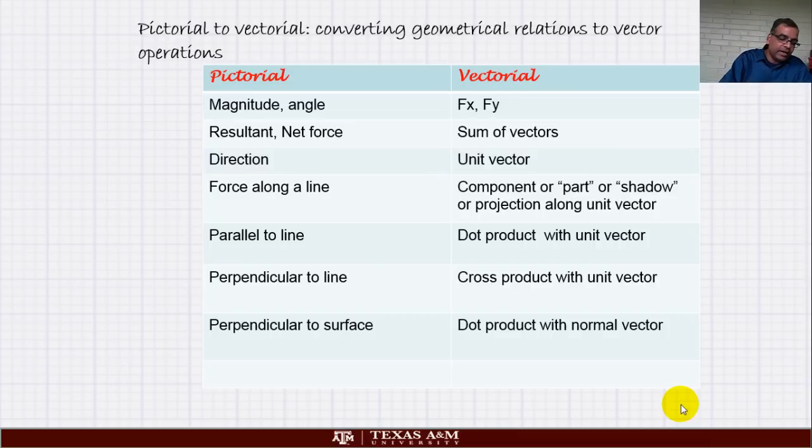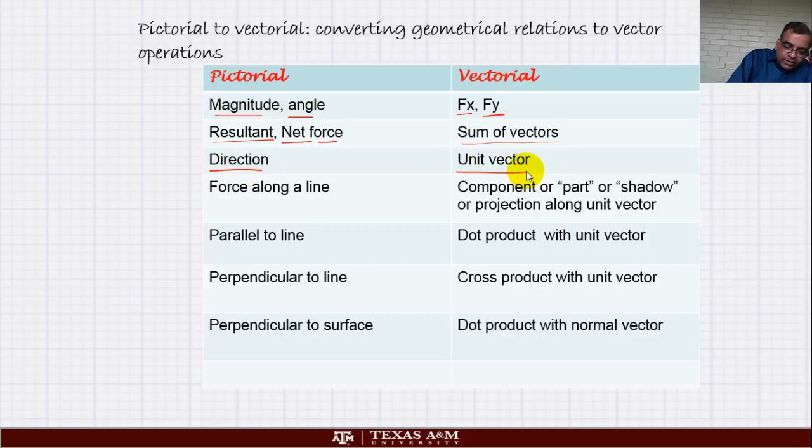In the pictorial side, we talk about magnitudes and angles. On the vectorial side, we talk about fx and fy. We talked about this. On the pictorial side, we will talk about net force, resultants and things like that. On the vectorial side, we will talk about sum of vectors. So, when you see the word resultant or net force, the corresponding vectorial idea is sum of vectors, adding the vectors.